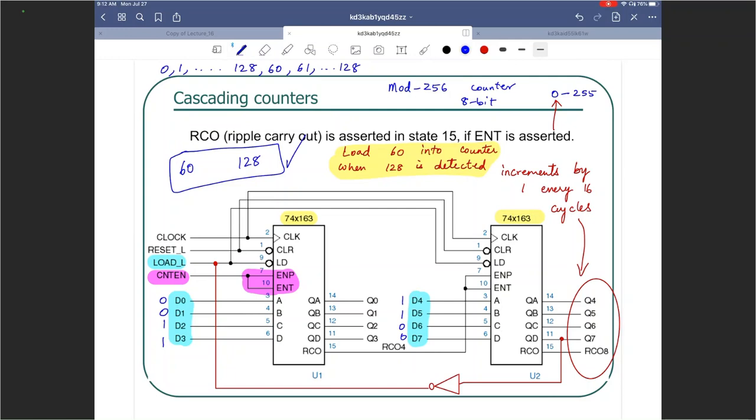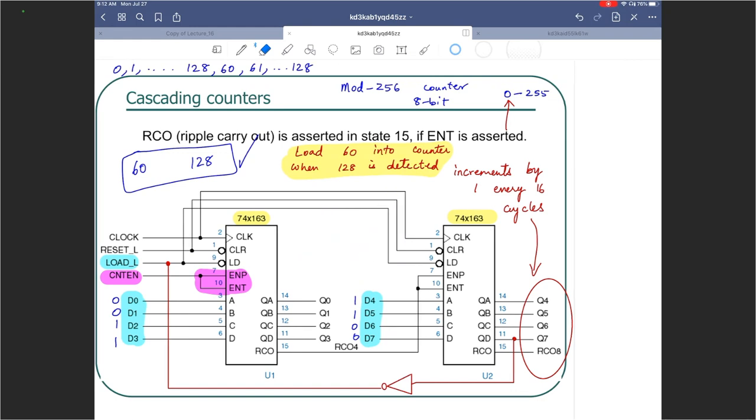Yeah, so there are two things, right? One is load and one is clear. You can use load initially to start at 60. But if you initially use clear, then it will start at 0. No matter where it starts, it will end at 128 and it will come back to 60 based on the current connections. All right. Okay, I hope that was helpful.